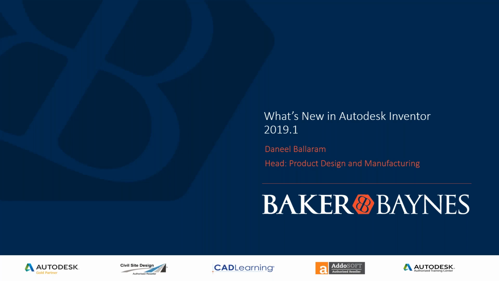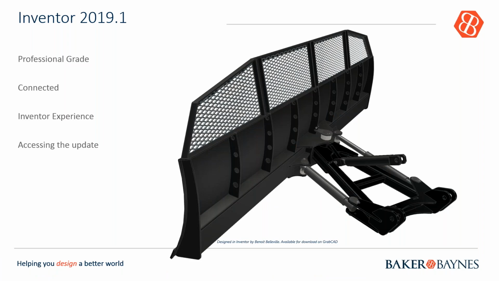So if we look at a quick rundown of the agenda, in Inventor 2019.1, we carry on with the professional grade enhancements added by Autodesk. We look at the connected workflow between the products and using third-party application data in Inventor. Also the Inventor experience, how you experience Inventor with all these new functions and features, as well as accessing the update. The update will be 2019.1.